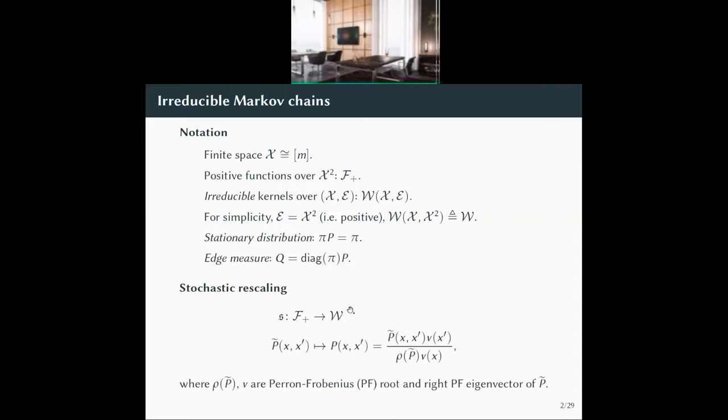So let's start by using our notation to define what we'll rely on heavily. We'll define some sort of rescaling from irreducible matrices to stochastic matrices. So if P tilde here is just irreducible, we can rescale it to be a stochastic kernel using this form here, where rho will denote the Perron-Frobenius root of P tilde, and v will be the corresponding right eigenvector.